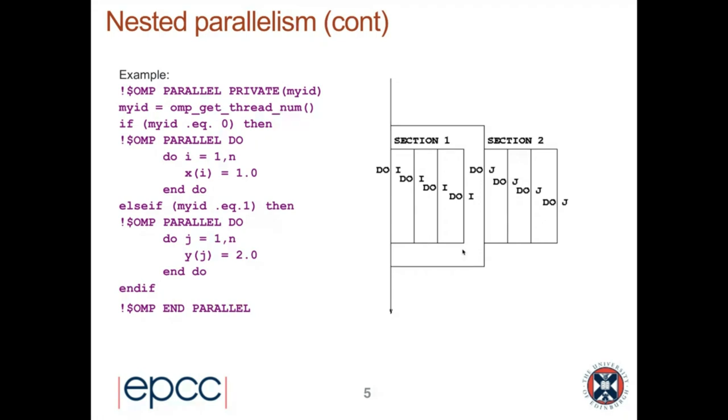And then similarly, if I'm thread one at the outer level, I will also create a team of threads with the second parallel do directive, which will execute the J loop in parallel. Again, we'll come to how we control all these different thread numbers in a minute. I've chosen to use a total of four threads to execute the J loop. So that's thread one in the outer parallel region plus three new threads.